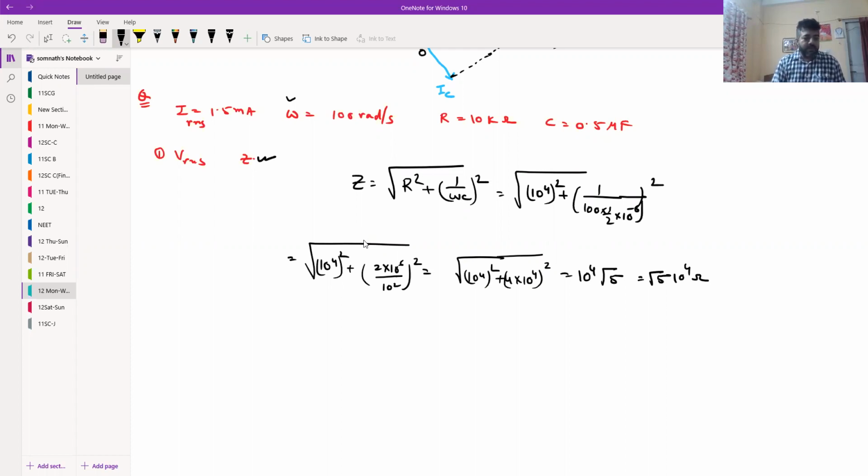Now the next thing is to find the VRMS. As IRMS is already given, IRMS into Z is your VRMS. That is 1.5 into 10 to the power minus 3 into root 5 into 10 to the power 4. So 1.5 into 5 into 10, that means 15 root 5 volt. Yes or no?